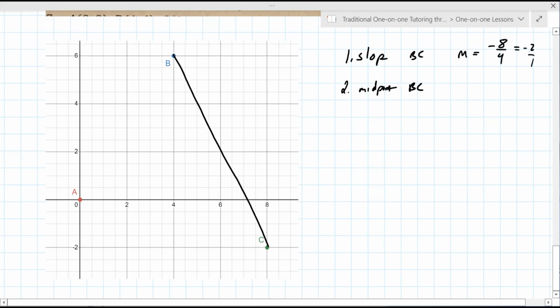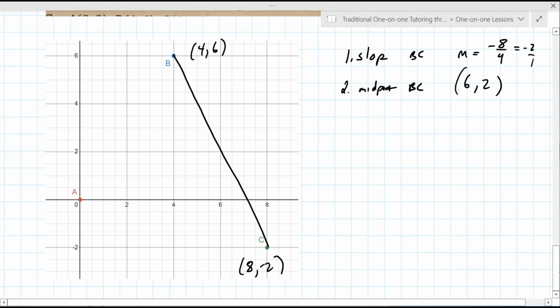Good. And what is the midpoint? The midpoint is just the midway between these two. Oh, just the middle. Yes. 6 and 2. Yes, 6, 2. Good. Okay.